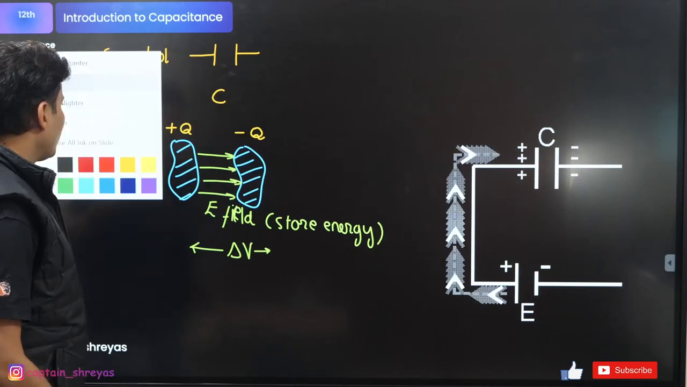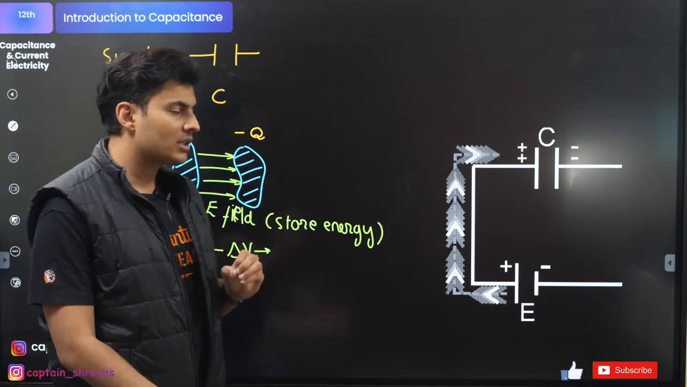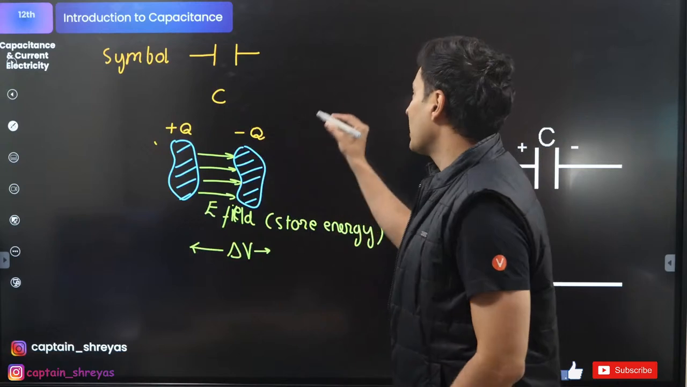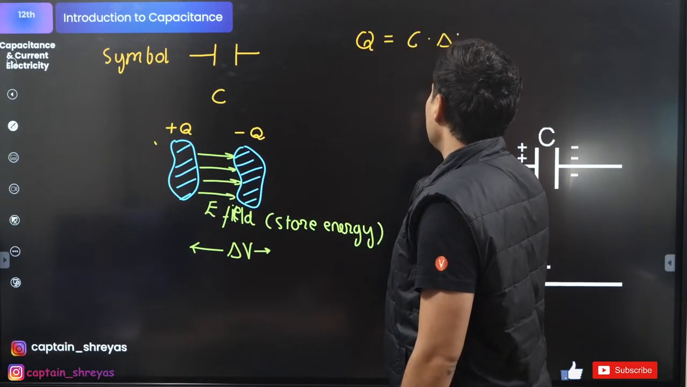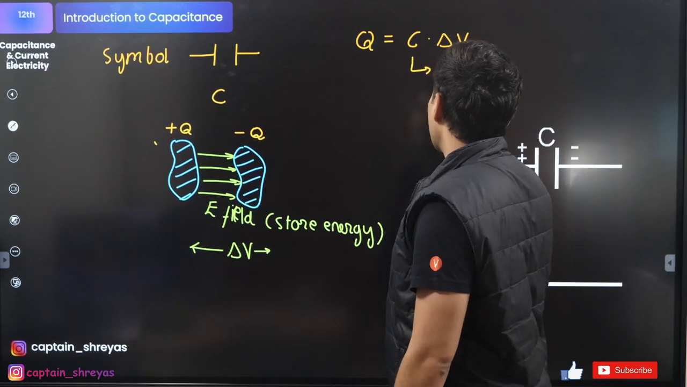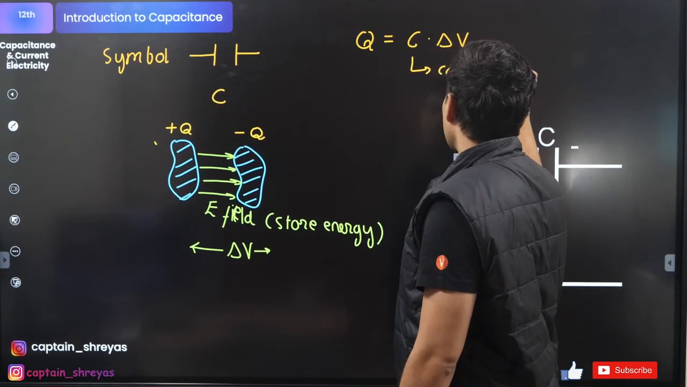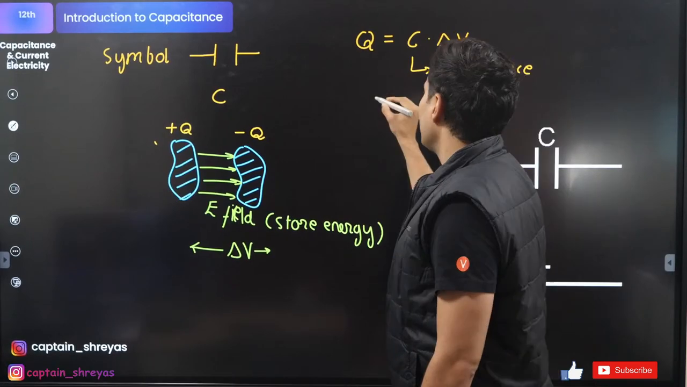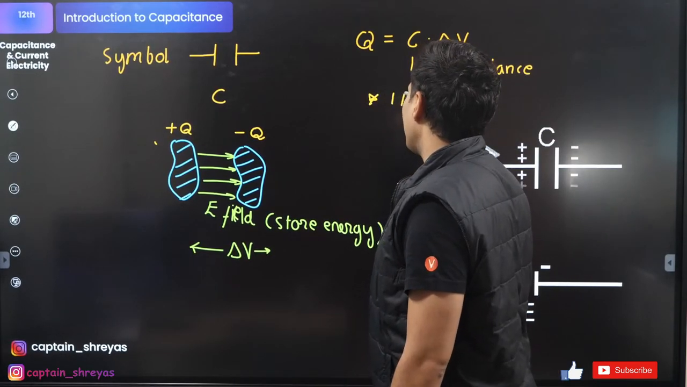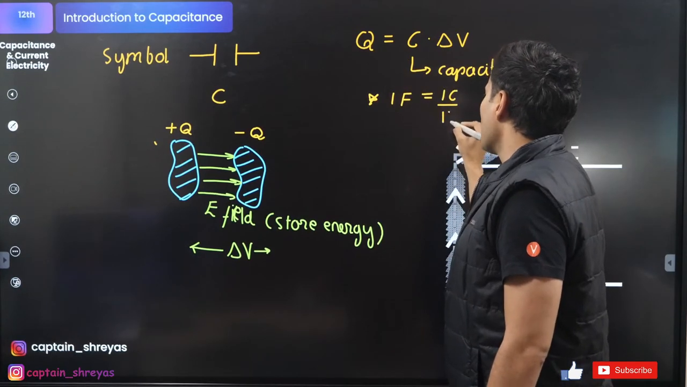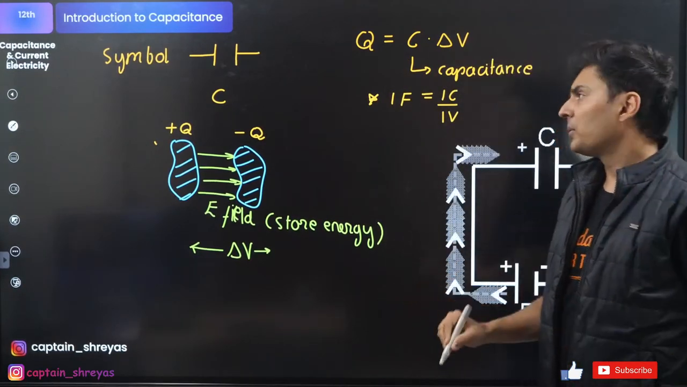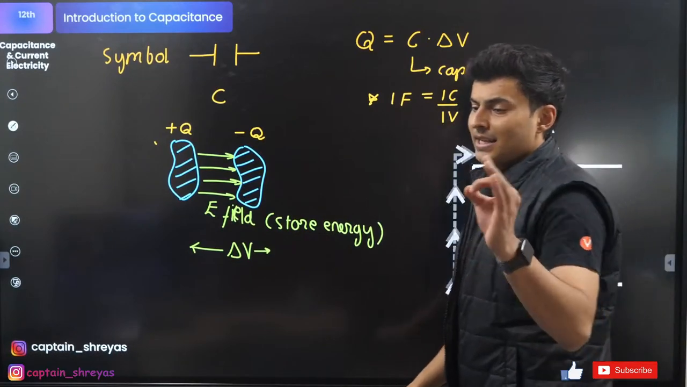All right. Now, there is a relationship between this charge, this voltage, and the value of the capacitance, and it is very simple. Q is basically equal to C into delta V. This C is basically called capacitance, and the unit of capacitance is 1 farad in SI. So 1 farad is when you store 1 coulomb of charge for a voltage drop of 1 volt. So 1 farad is the SI unit of it.